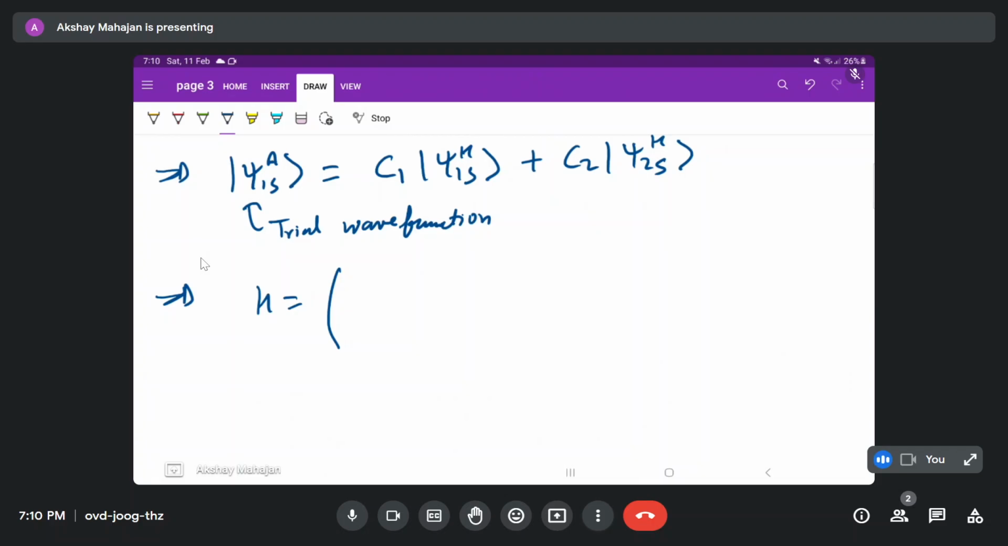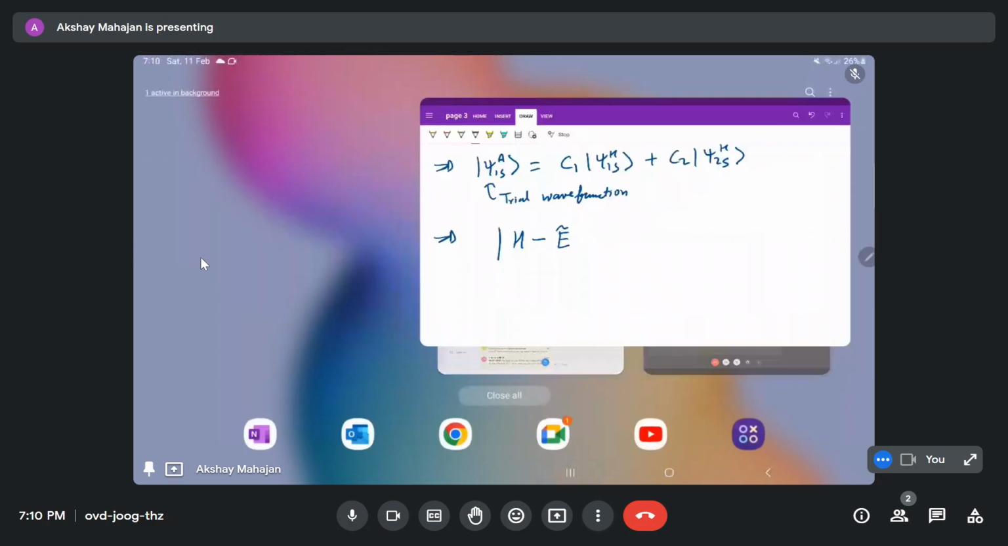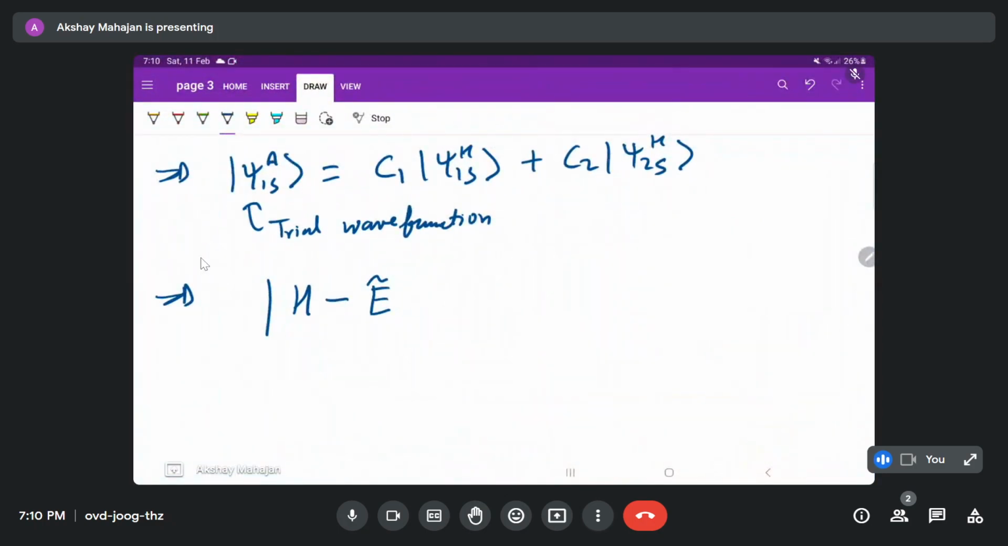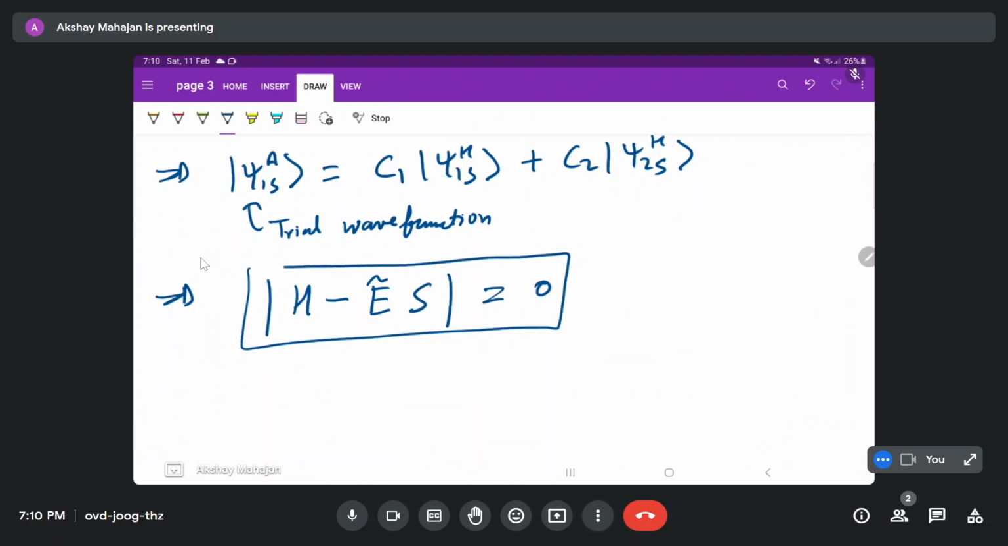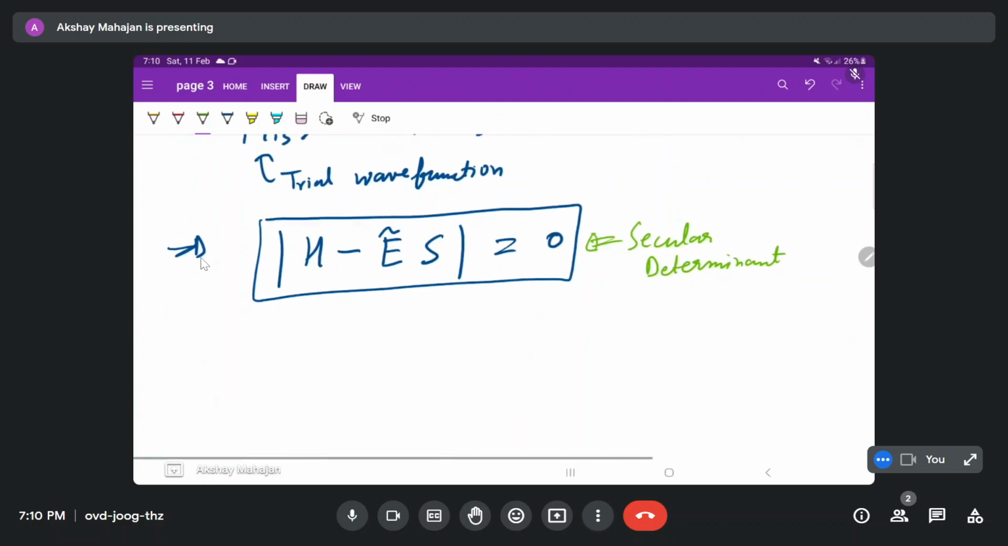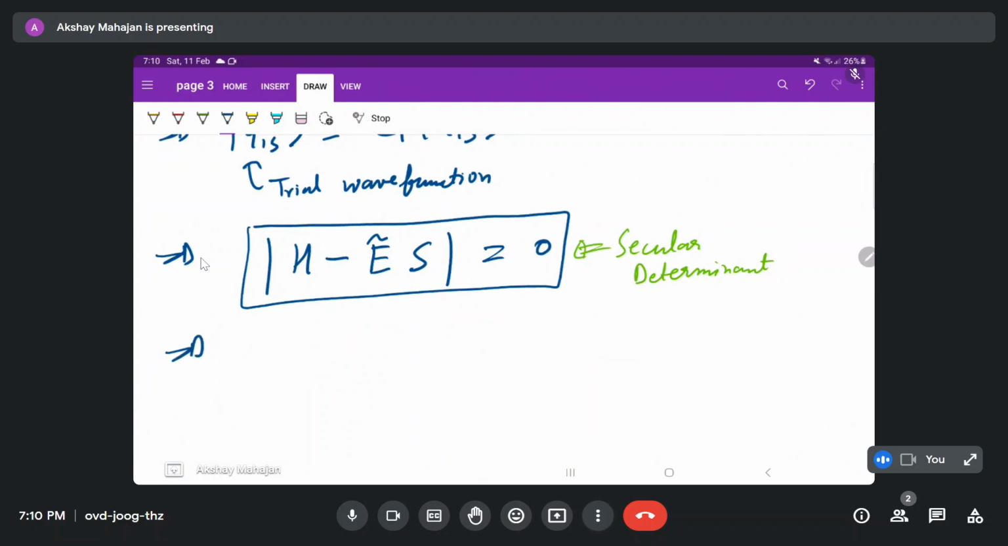So for this linear variation principle, we know that we have to solve a secular determinant. If you remember, we will have the H matrix minus our assumed energy values E tilde times the S matrix. This is called the secular determinant, and this is what we have to solve.